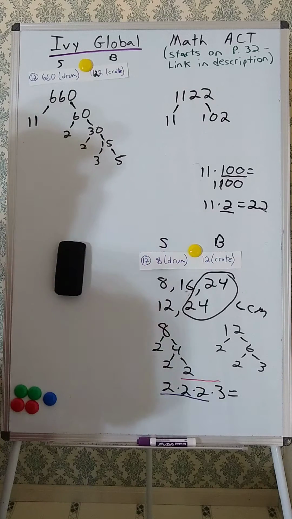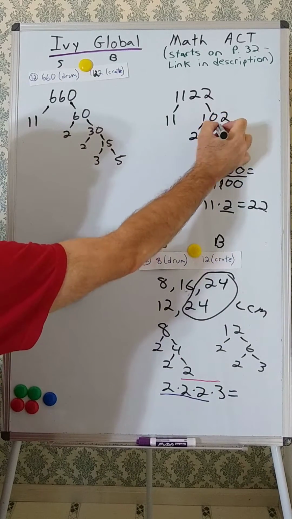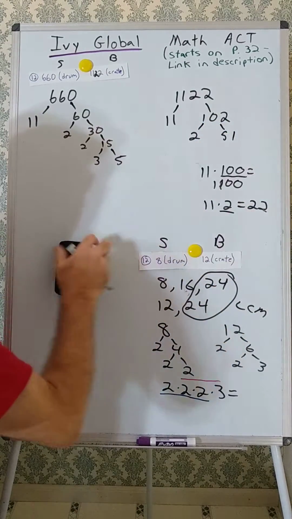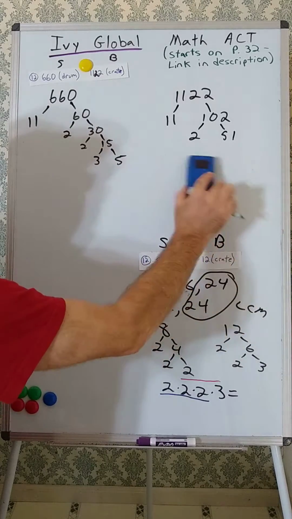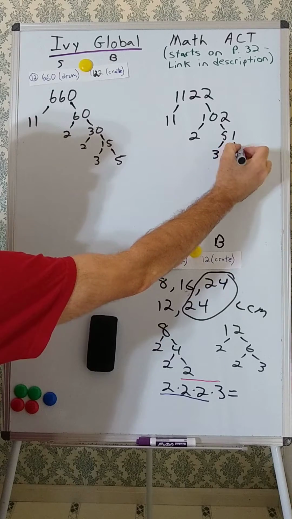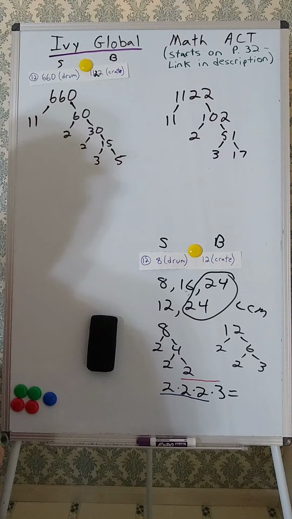Again, if this is troublesome for you, I suggest reviewing your divisibility rules. All right, this is even, so 2 is a factor. 2 times 51, and 5 plus 1 is 6. 6 is divisible by 3, so 51 is also divisible by 3. And 3 times 17 is 51.